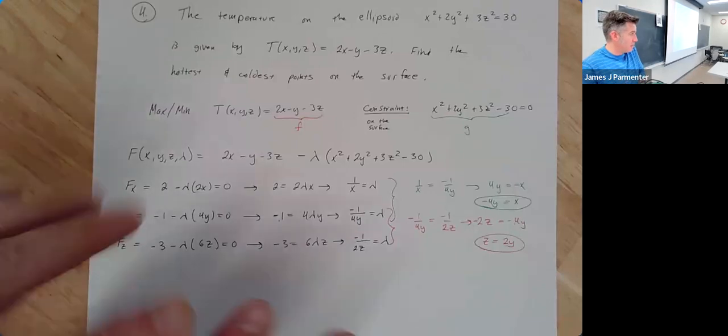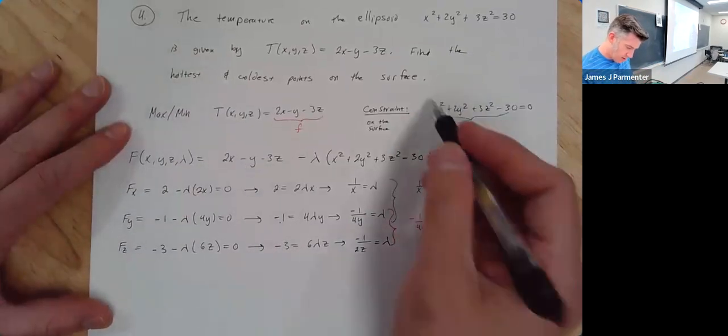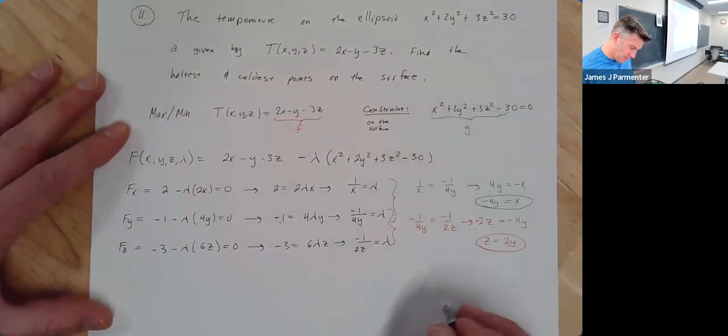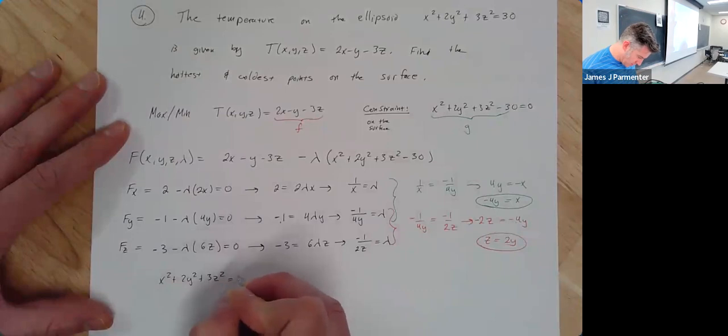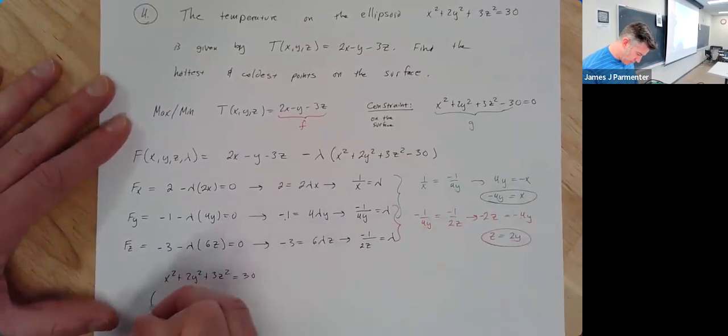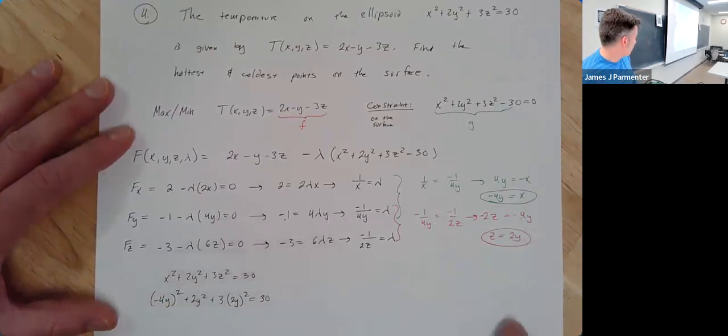Now, you don't have to make the same choice. You'll still get the right answer if you get different things. This is just what I happen to do. So doing it this way, plugging those back into my constraint, x squared plus 2y squared plus 3z squared equal to 30 is going to become negative 4y squared plus 2y squared plus 3 times 2y squared equal to 30. I've got to solve this here.